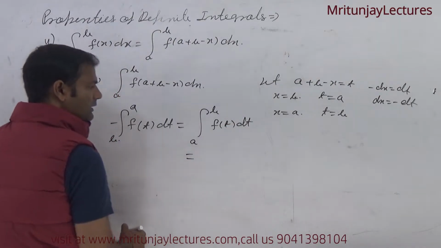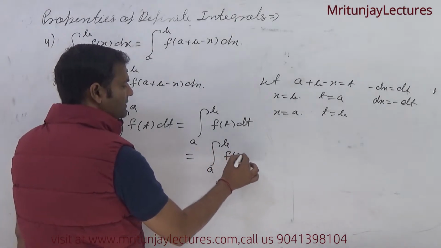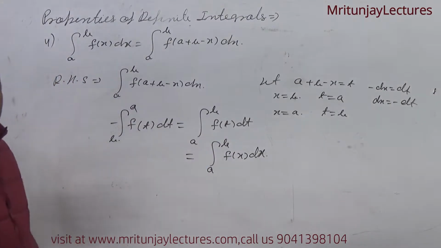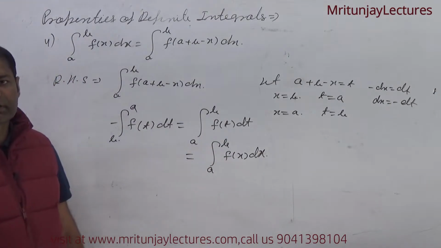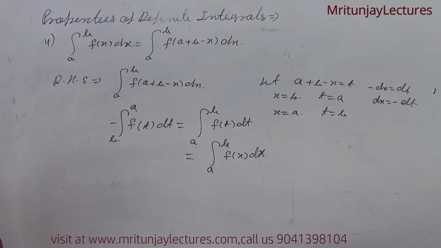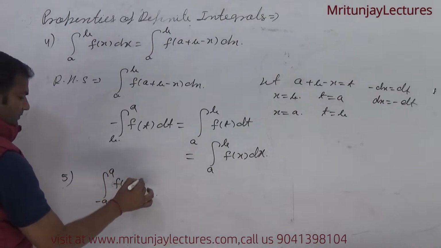Okay, and this one again is written as integral from a to b of f of x dx, according to property number 1. This one is also written as corresponding to this one, that is the same as the left hand side. Okay, so make it. Now property number 5, a very important property: integral from minus a to plus a of f of x dx.